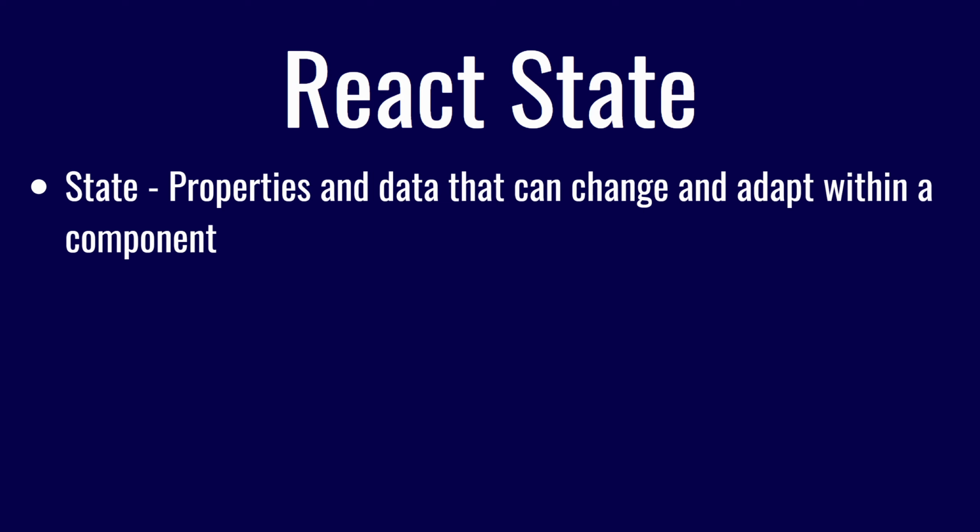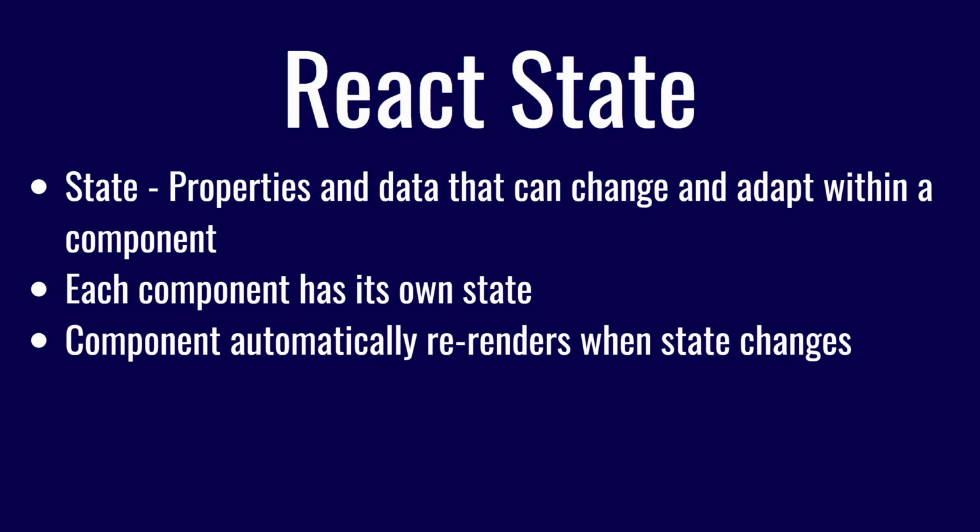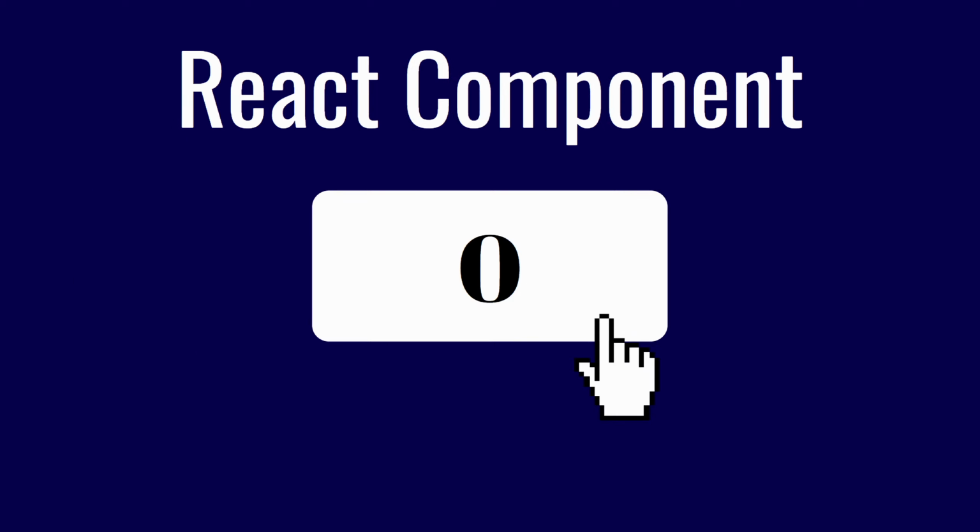This is where state comes in. State in React is basically the concept of properties and data that can change and adapt within a component. Every React component has its own state, which is completely independent of the state of other components. When the state of a component changes, the component will automatically re-render itself to show the updated state. In our button example, here's how this works. Our button is a React component that has its own state.